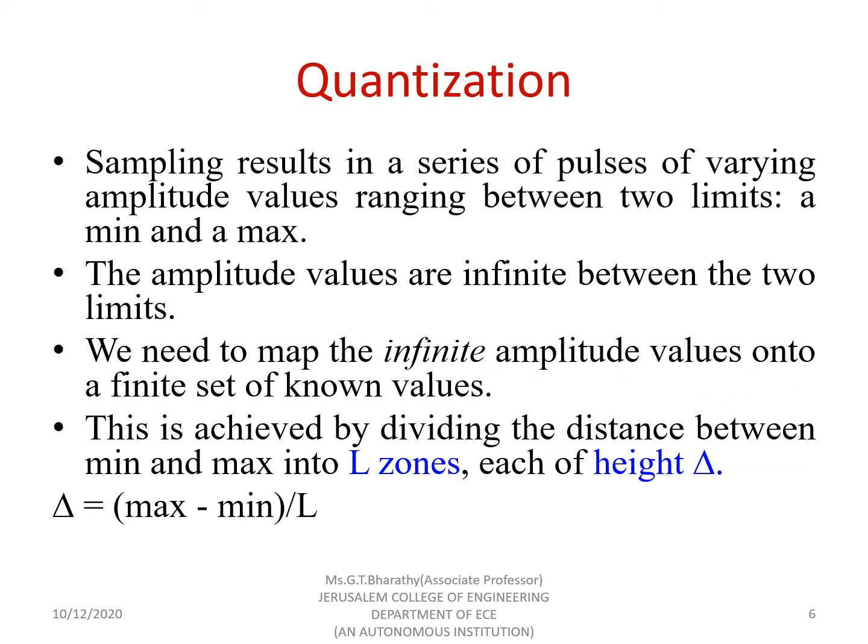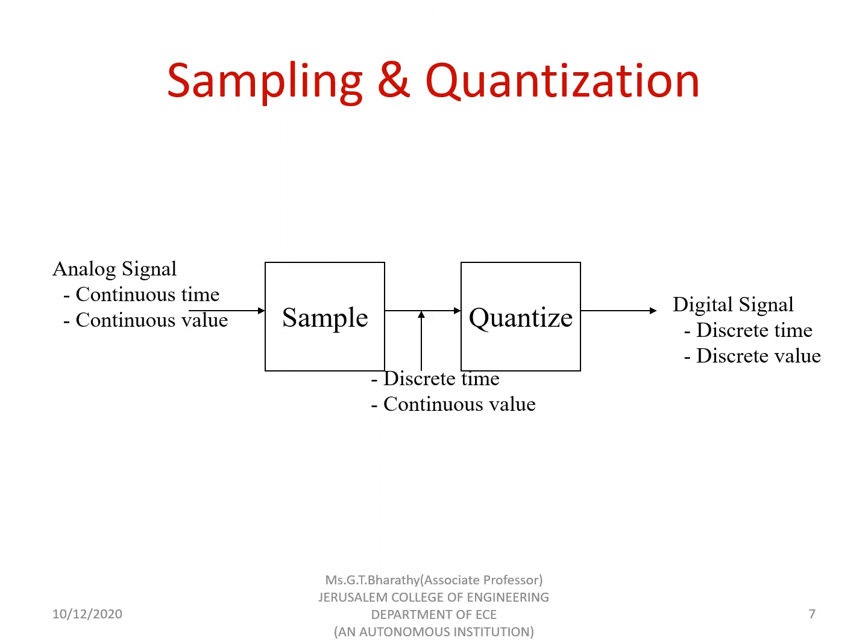For quantization, sampling results in a series of pulses of varying amplitude values ranging between two limits, a minimum and a maximum. So the amplitude values are infinite between two limits. We have to map these infinite amplitude values into a finite set of known values, which we call quantization. This is achieved by dividing the distance between the minimum and the maximum into L levels or zones, each of height represented by delta. So delta is obtained as the maximum value minus the minimum value, divided by L.